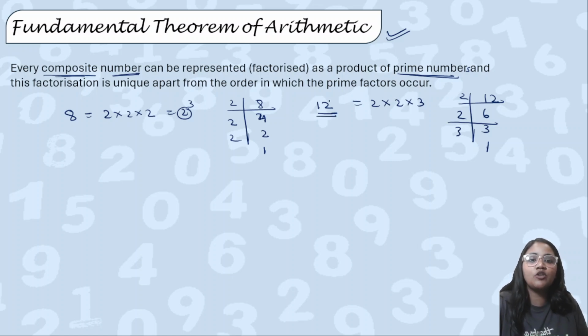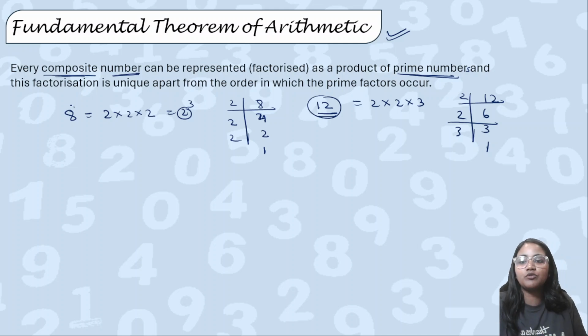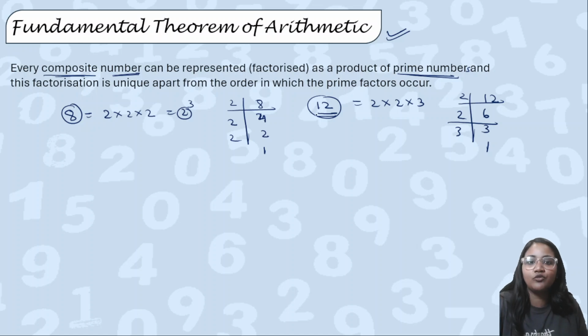So every composite number, and we know that 12 and 8 are composite numbers. We saw it previously, 8 has 4 factors and 12 also has more than 2 factors. We can count: 1, 2, 4, 3 also, right? 6 also. So there are more than 2 factors of 12. So they both are composite numbers and they can be represented as a product of prime numbers, right? So this is what the first part of the theorem says.